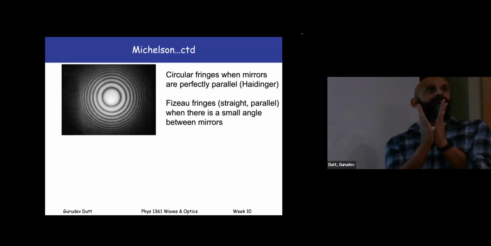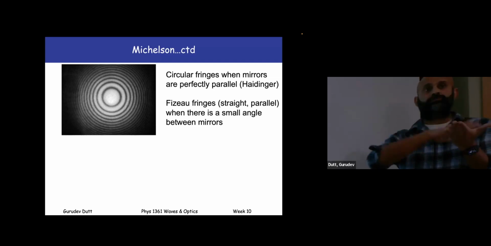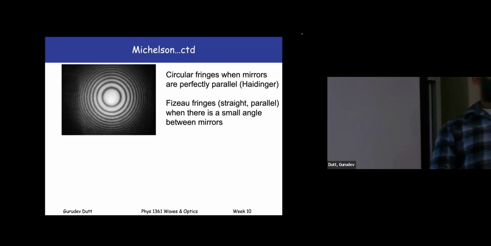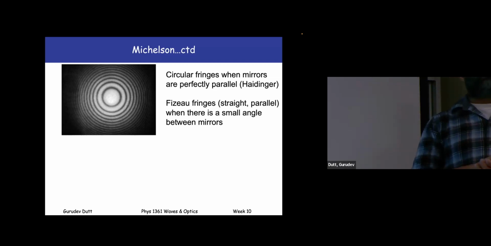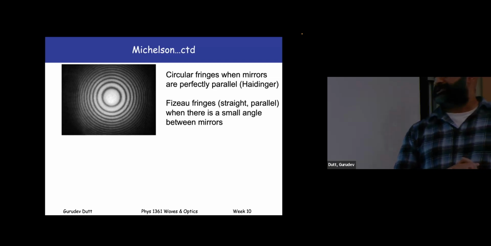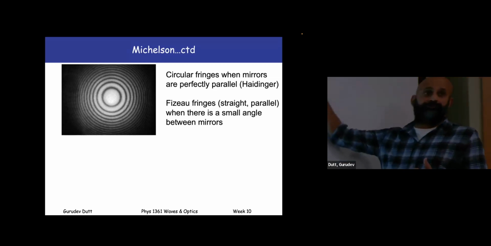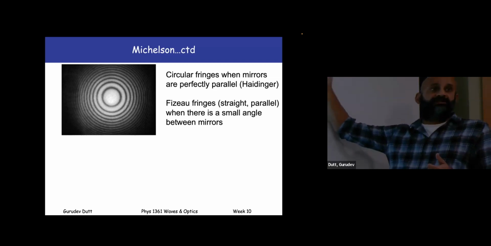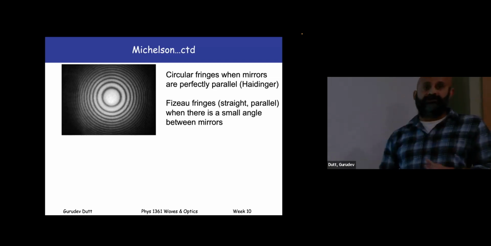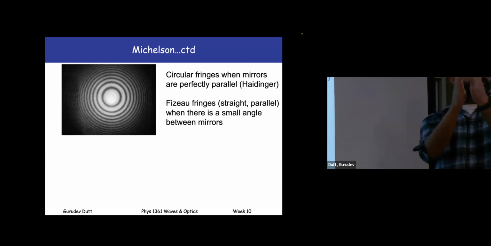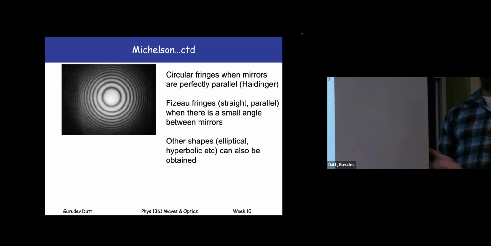When there's a small angle between the mirrors, it looks just like the situation where we had two glass slides with tape put in between them. If you did that experiment, you know what I'm talking about: Fizeau fringes are straight-line fringes that typically appear in the wedge between two glass slides or plates. In the Michelson, we can make the fringes go from circular to straight by slightly adjusting the angle between the mirrors. You won't see the circular fringes until the mirrors are perfectly parallel to each other, and that's when you know you have perfect parallelism. You can also make other shapes, elliptical, hyperboloidal, just by adjusting some of these parameters of the mirrors.